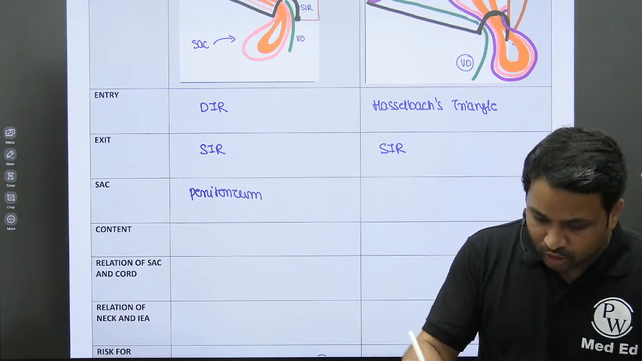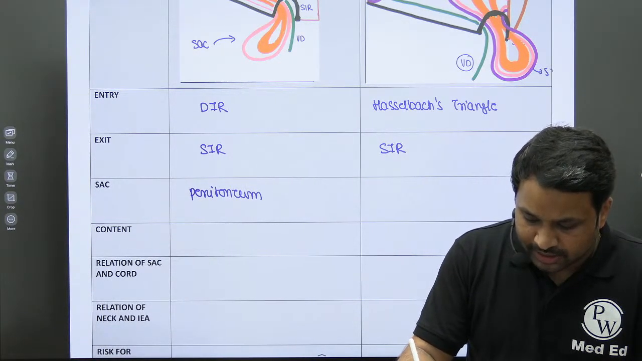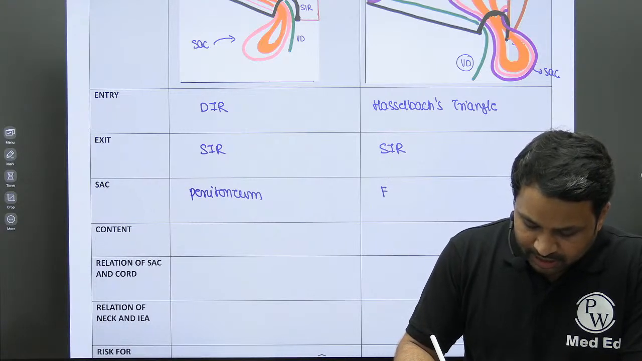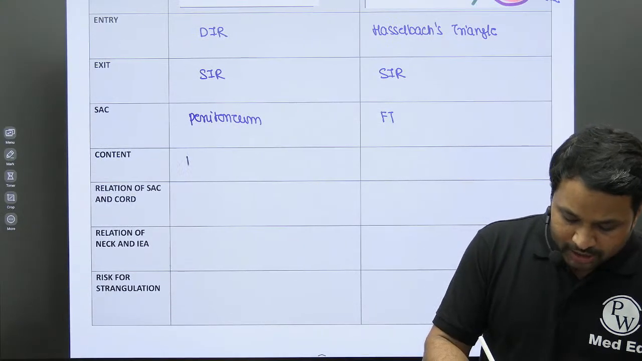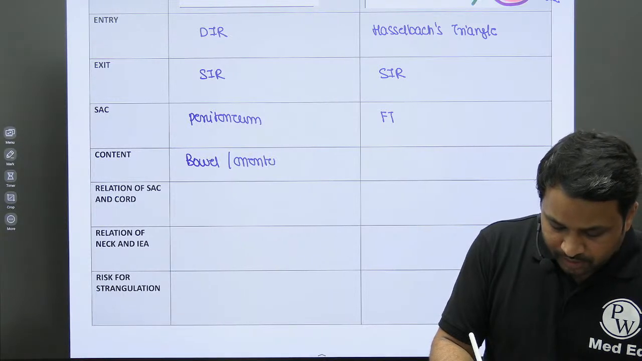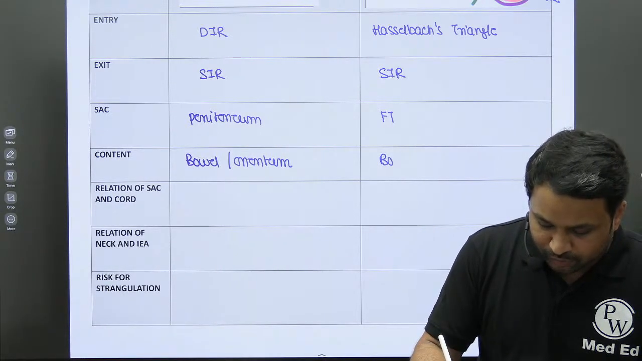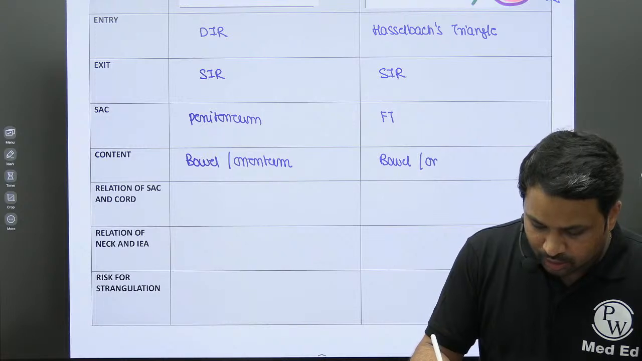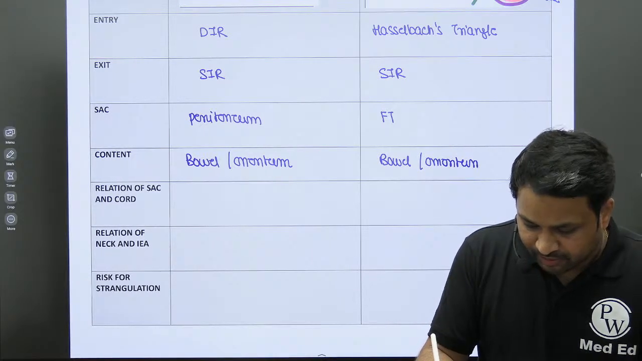Whereas the sac of the direct inguinal hernia is made up of fascia transversalis. The content here can be of both bowel as well as omentum.